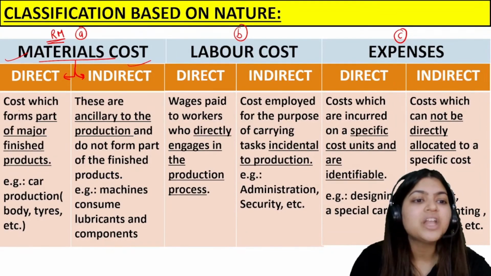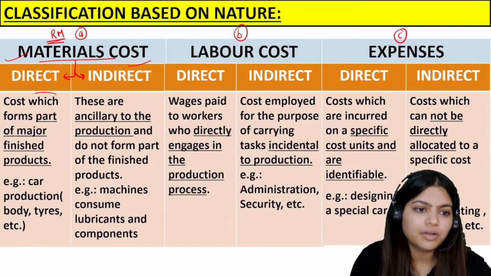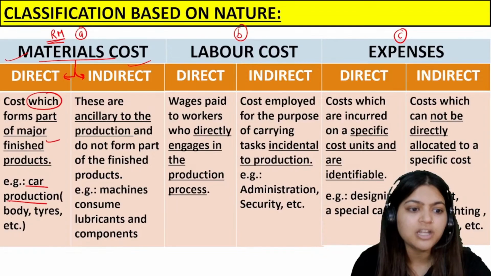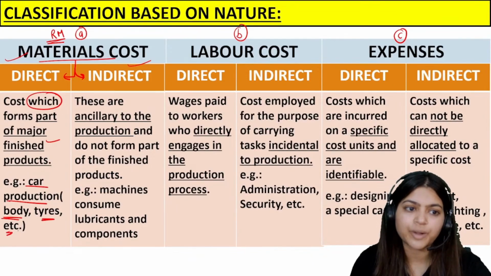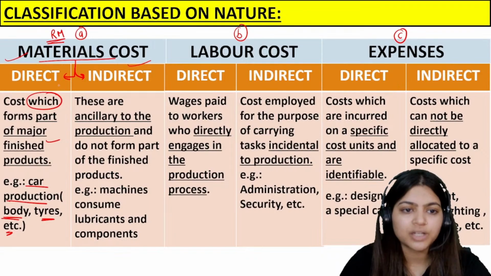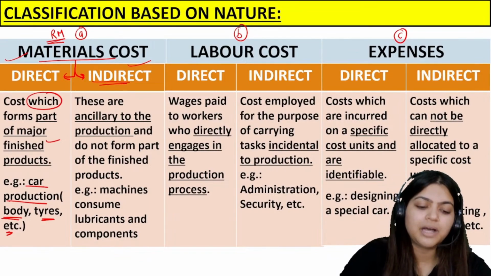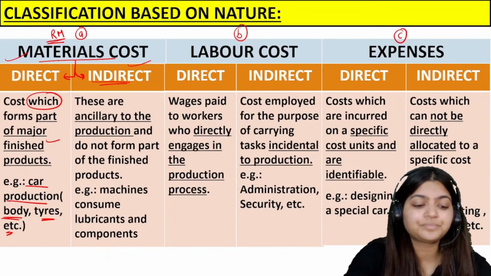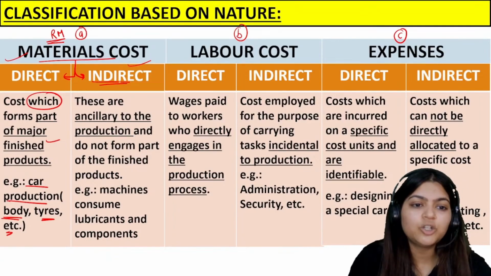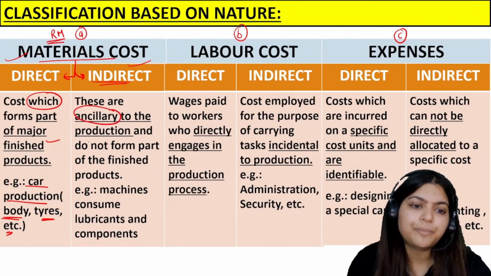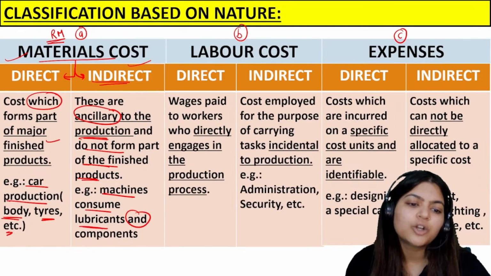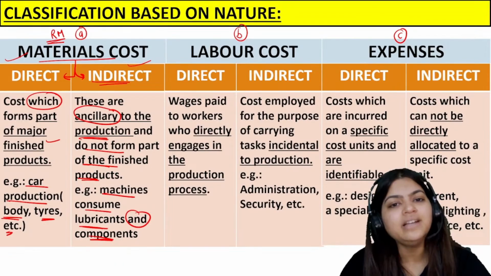Now let's read it. Direct means which forms part of major finished products. For example, car production: body, tires, etc. These are direct material cost. On the other hand, indirect costs are ancillary to the production and do not form part of the finished products, like machines consuming lubricants and components. So these are your indirect costs.